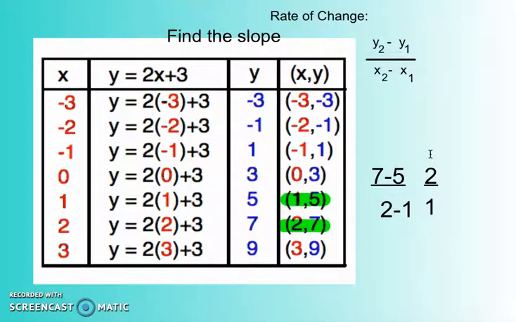However, we can write this in a different way. We can write it as a whole number. So I can just write it as 2 if I want to. So my rise is a positive 2, my run is a 1.